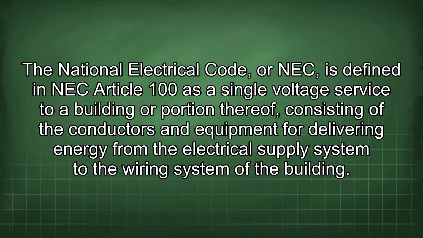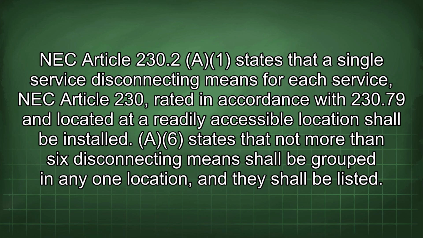The National Electrical Code, or NEC, is defined in NEC Article 100 as a single voltage service to a building or portion thereof consisting of the conductors and equipment for delivering energy from the electrical supply system to the wiring system of the building. NEC Article 230.2(a) states that a single service disconnecting means for each service, NEC Article 230, rated in accordance with 230.79 and located at a readily accessible location, shall be installed.